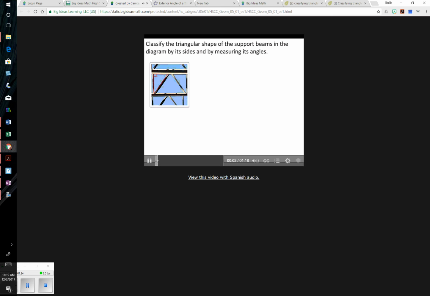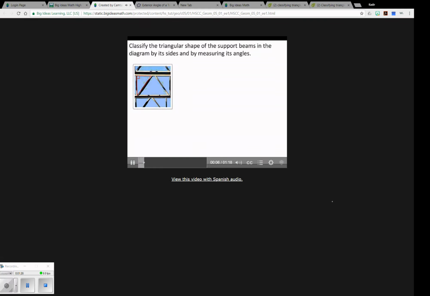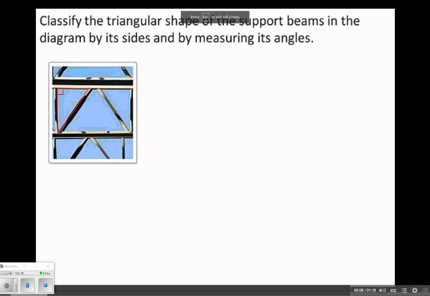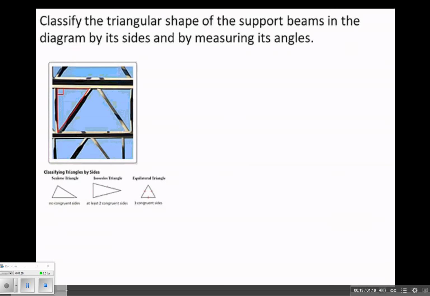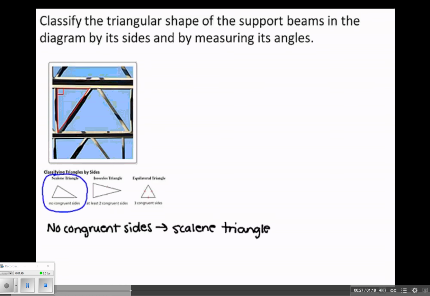Classify the triangular shape of the support beams in the diagram by its sides and by measuring its angles. To classify a triangle by its sides, you first need to determine the number of congruent sides. In the given diagram, there are no tick marks to indicate that any of the sides are congruent. So, there are no congruent sides. Therefore, because there are no congruent sides, this triangle is a scalene triangle.